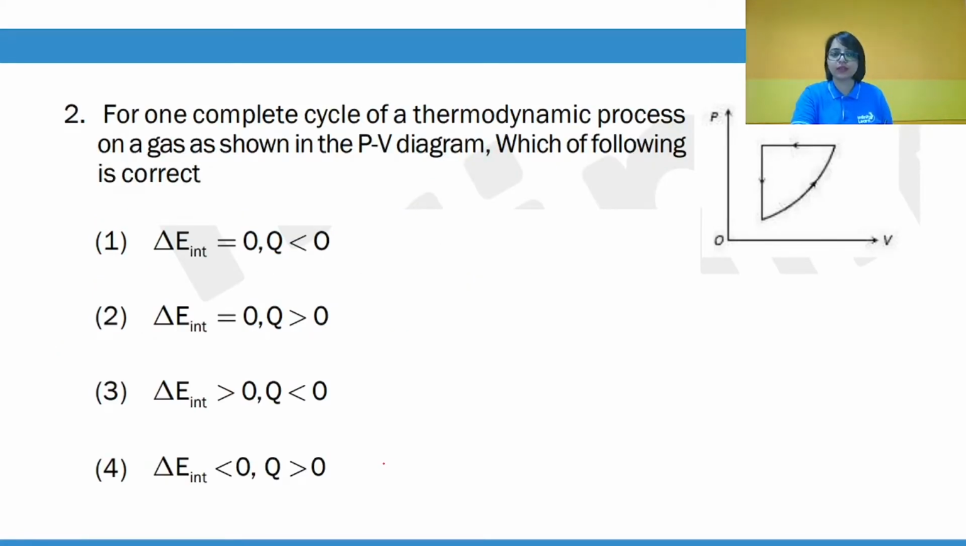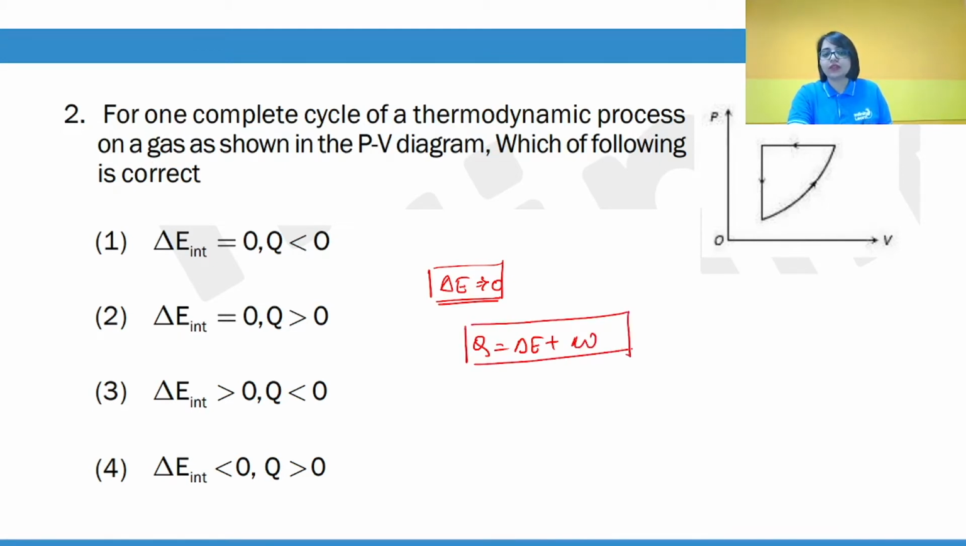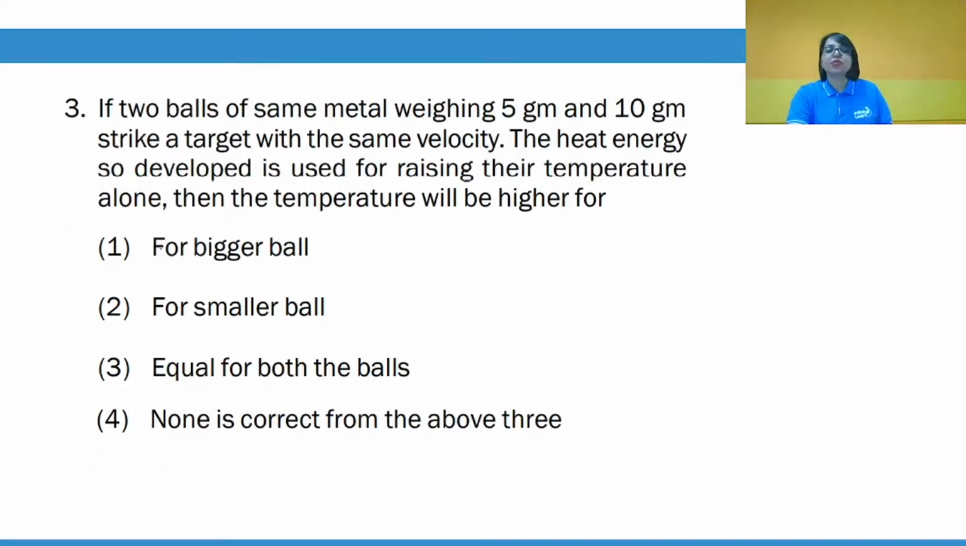Second question is, in this cycle we need to find which of the following options are correct. So you can see that work done is negative. Delta E will be 0, right? Because initial and final states are same. And last one is the first law of thermodynamics. So you can use Q is equals to delta E plus delta W, right? So if work done is 0, delta E is 0. If work done is negative, delta E is 0, then you can say that Q is also 0, which is option 1.